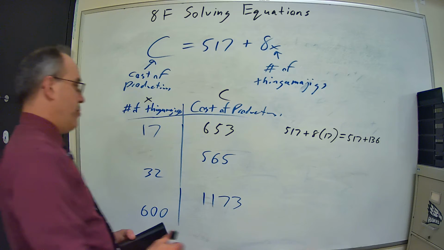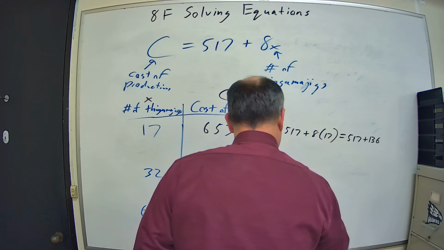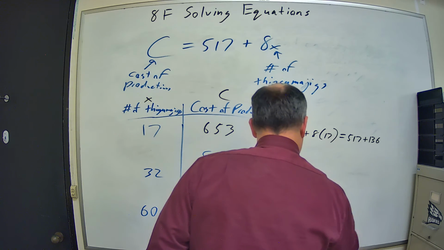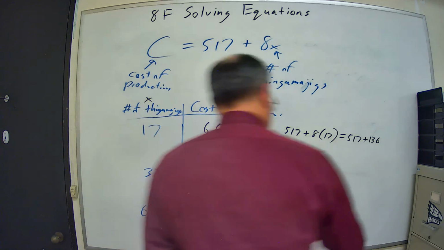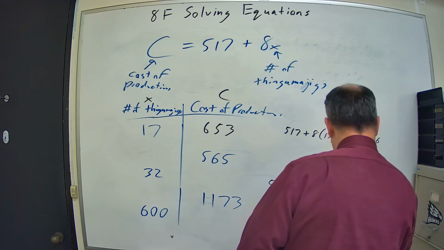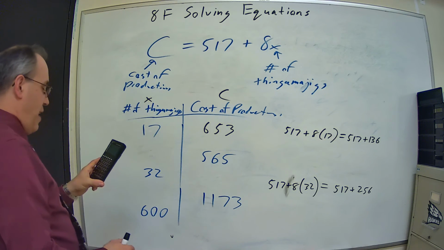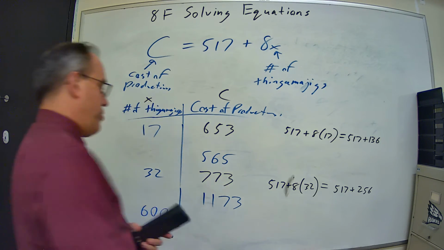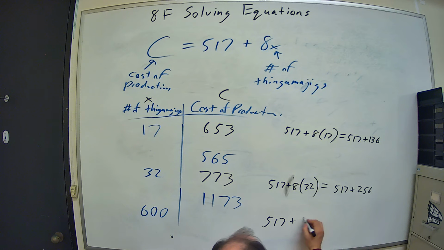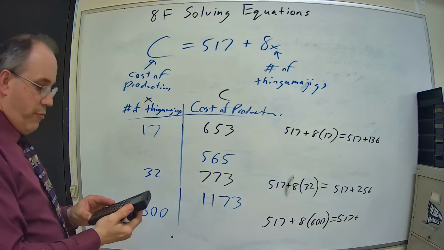What if we produce 32? 517 plus 8 times 32. 8 times 32 is 256, so we have 517 plus 256. And when we add that, we get 773. And what about 600? 517 plus 8 times 600 is equal to 517 plus, that should be 4,800.